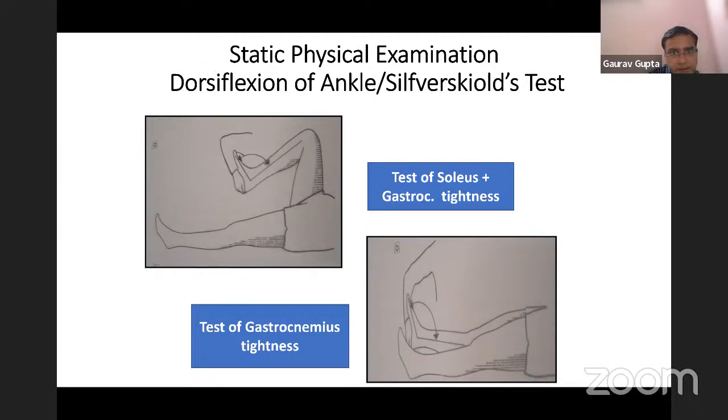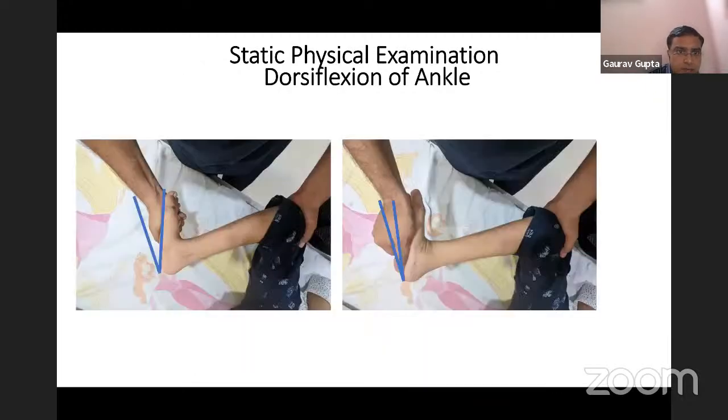Whereas if the dorsiflexion is the same in both knee extension and flexion, but it is less than the opposite side, then it suggests that there is tightness of both soleus and gastrocnemius. An important point, as suggested by sir, is that it should be done in slight inversion and not in eversion.